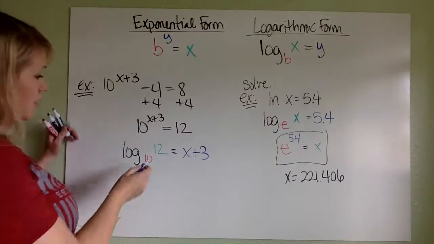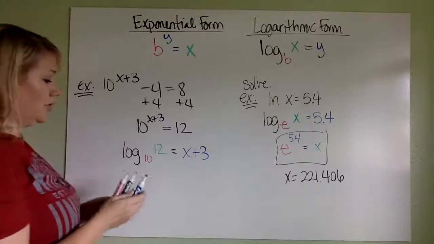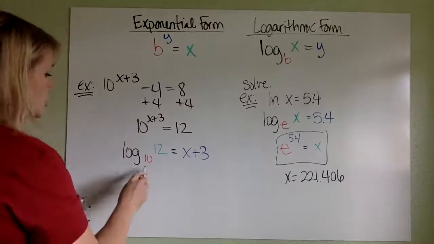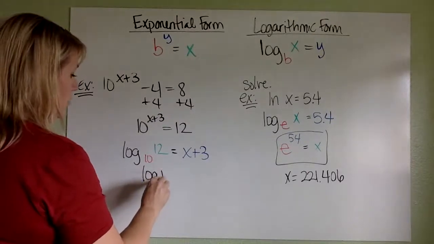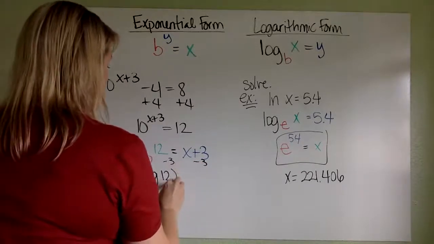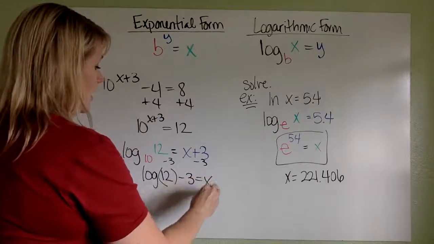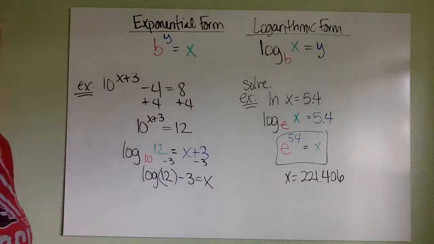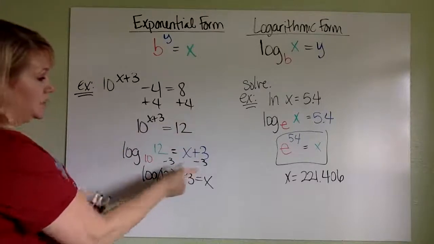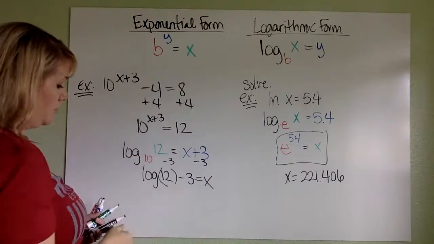From here, this is just a calculator problem because base 10 is your log button in your calculator. So this is just the log of 12 with a calculator, and then we'd subtract the 3 from both sides. So I would type in the log of 12. The calculator is going to automatically put in your parentheses around the 12. And then the minus 3 is outside of those, so it's outside of the log of 12 function. So you would subtract the 3 from it like that.